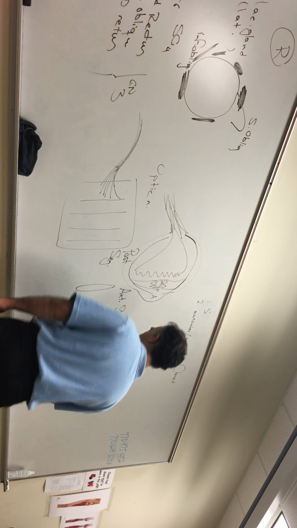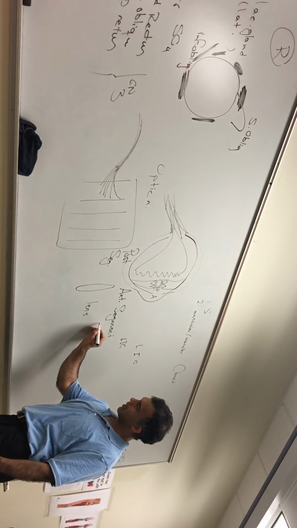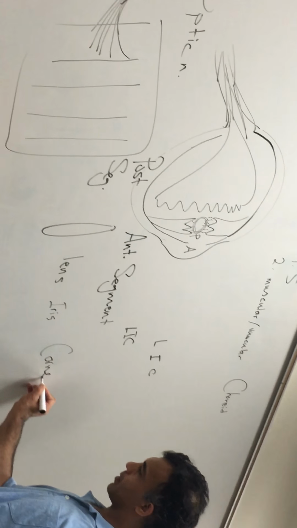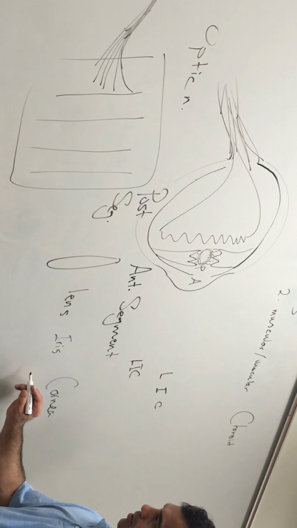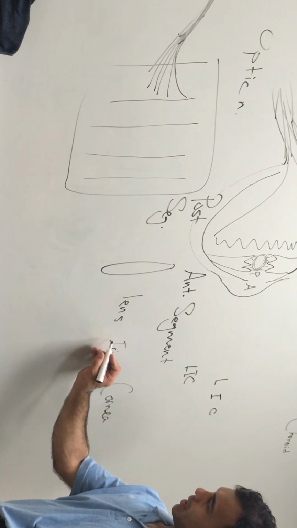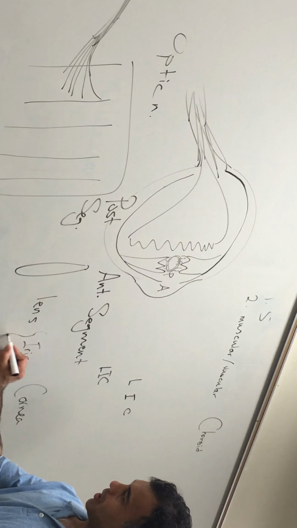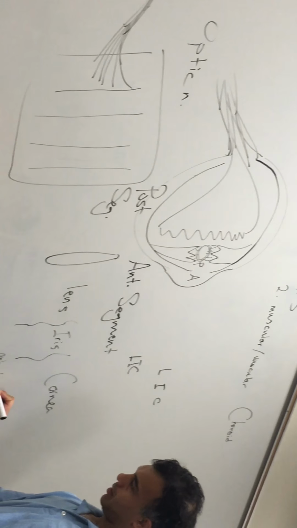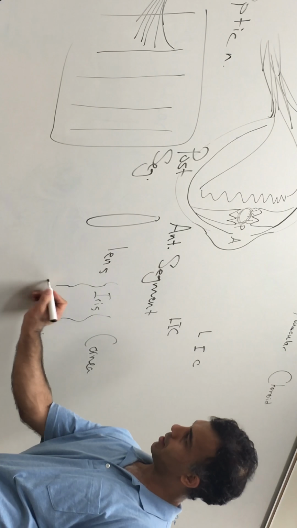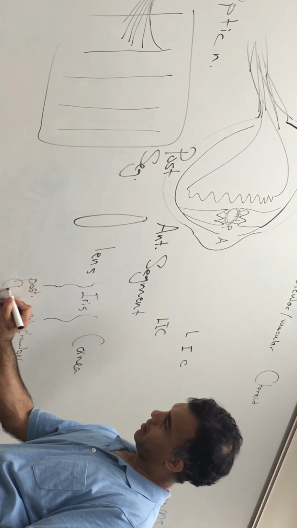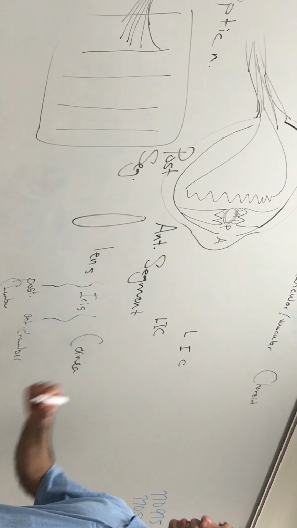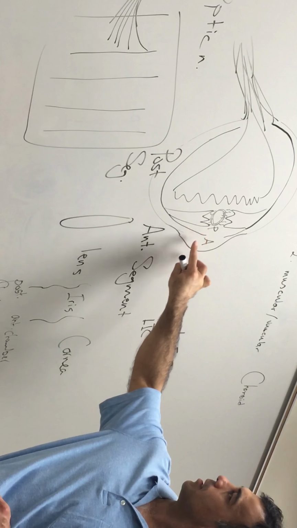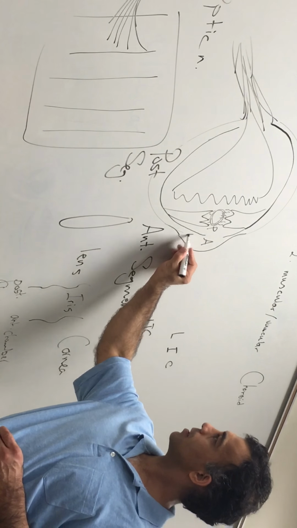Now, in front of the lens sits the iris, right? This is lens, and this is iris, and this is cornea. So between the lens and the iris, this area is called the posterior chamber, and this area is called the anterior chamber. And here is the posterior chamber. So the posterior chamber is between the lens and the iris. The anterior chamber is between the cornea and the iris. This part.